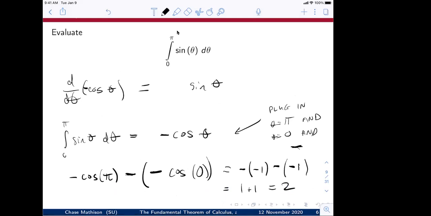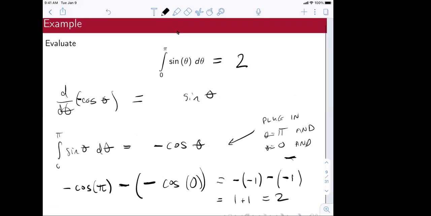Okay. So the integral from 0 to pi of sine of theta with respect to theta, that's just equal to 2. Which is pretty amazing. Questions on this one? All right.